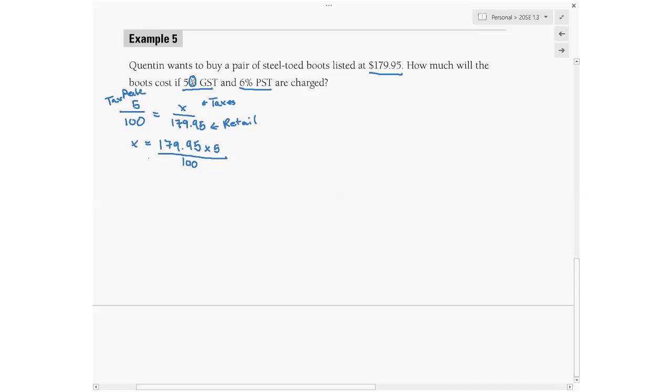We take 179.95, multiply it by 5, divided by 100, and we get that X is equal to $8.99, but that's actually $9. It was $8.997. The 7 rounds the 9 up, so it's $9.